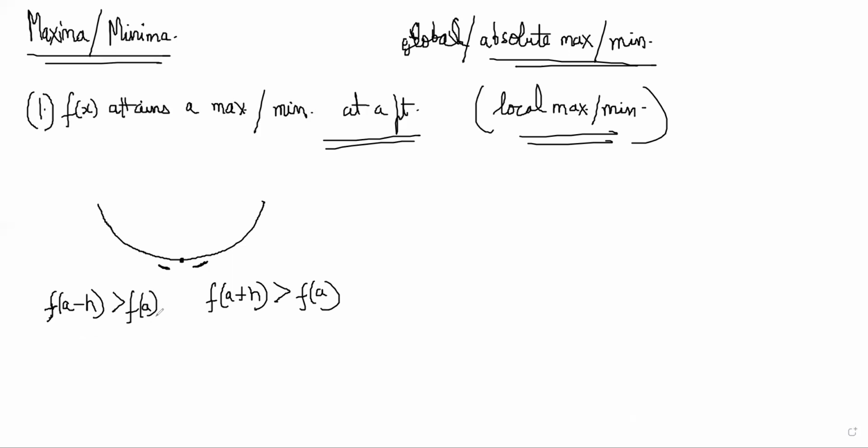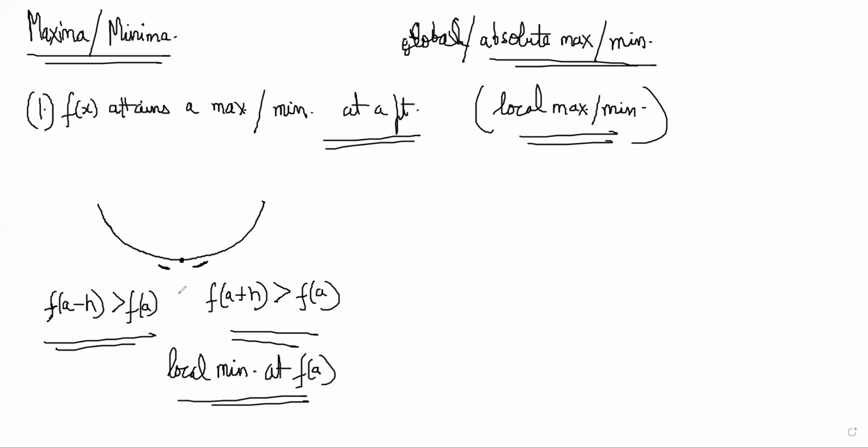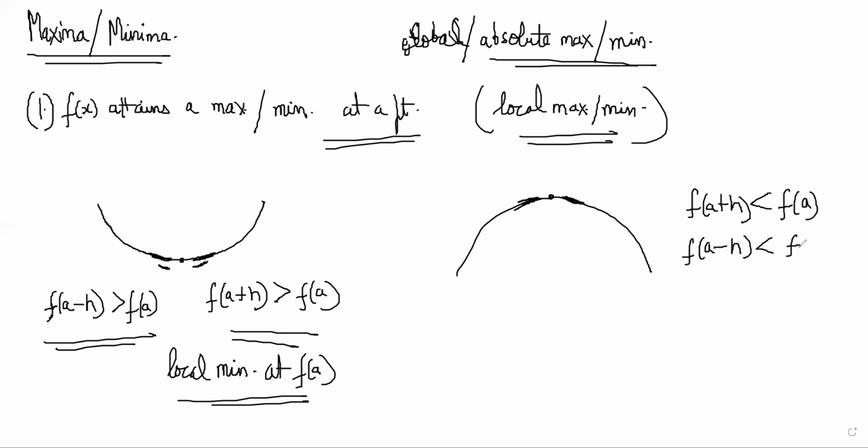This will be a local minima at f(a). Do you understand what I'm saying? In this neighborhood, this value should be above and this value should be above. If you want to say local maxima, then the immediate neighborhood points should be lower. So f(a+h) should be less than f(a), and f(a-h) should also be less than f(a). That will be a local maxima.